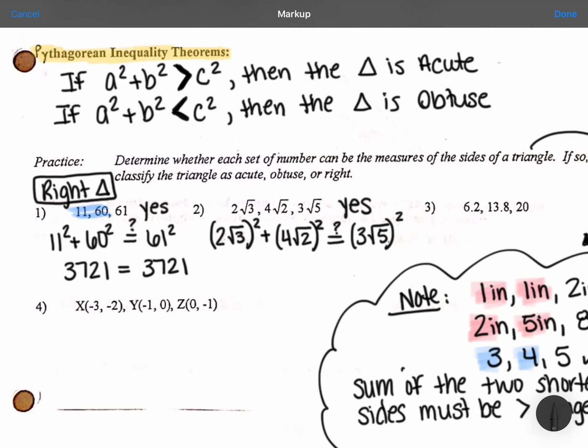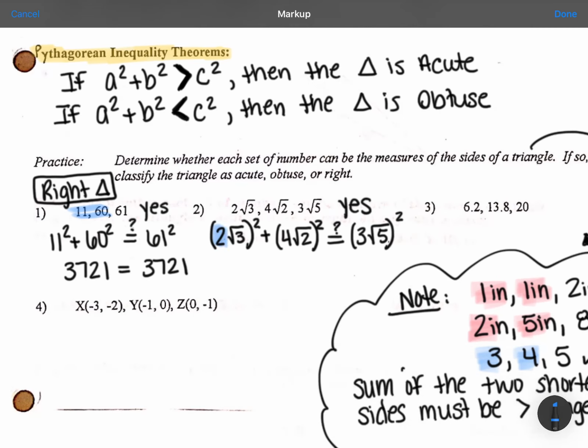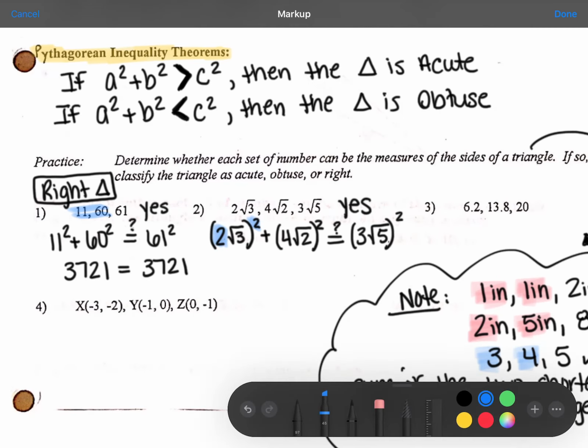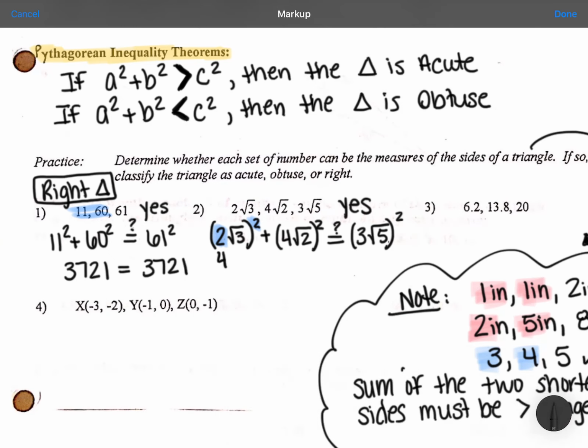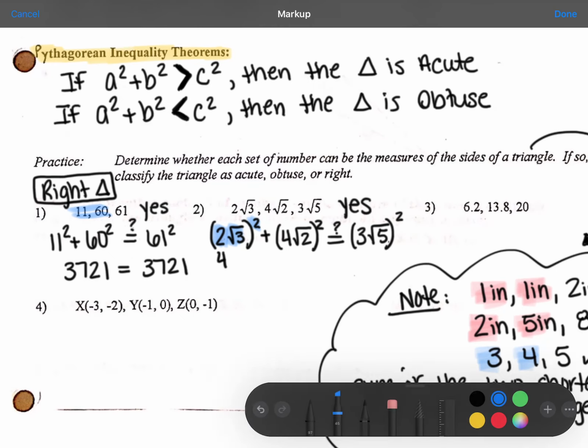All right, so 2 radical 3 squared. And I can do this really easily without a calculator. All I do is square the 2. Let me show you guys a little trick here. I can square this 2, and you get 4. And then you've got radical 3 squared.